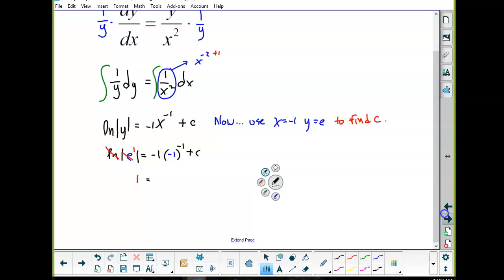And then negative 1 to the negative first power, well, that's like doing 1 over negative 1. But then I've got a negative 1 times that, which is really just a positive 1. So all of that simplifies down to 1 plus c. And then just move the 1 over. And we get c is equal to 0.